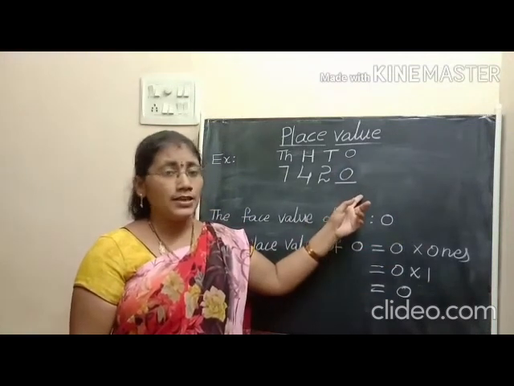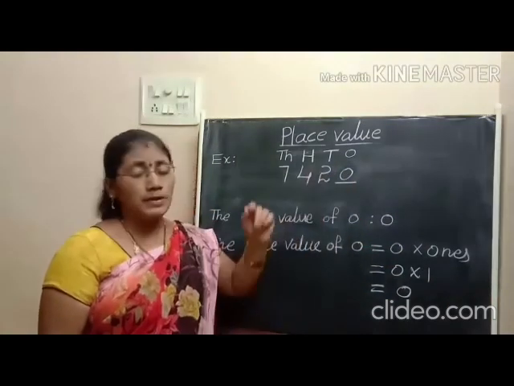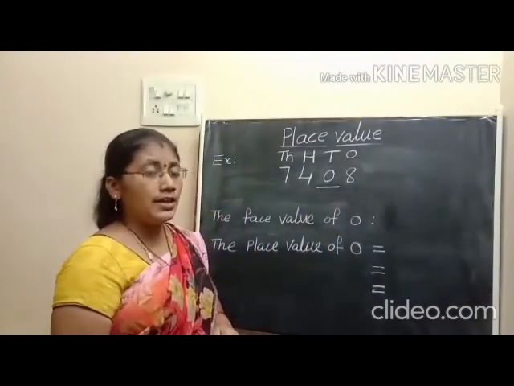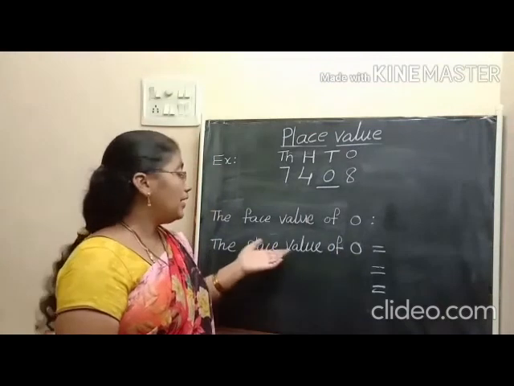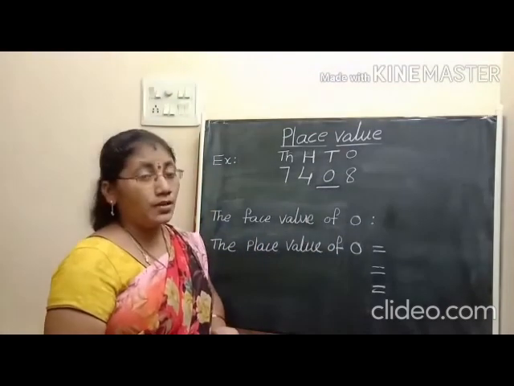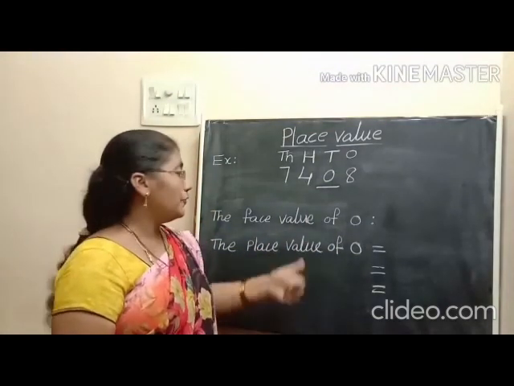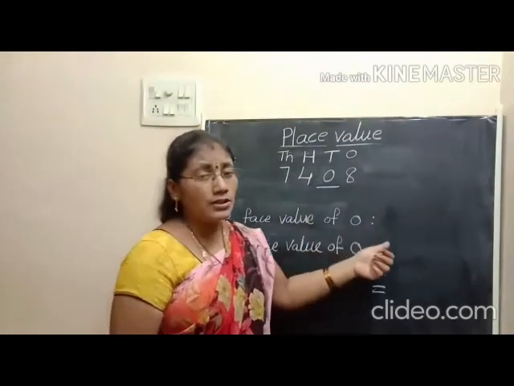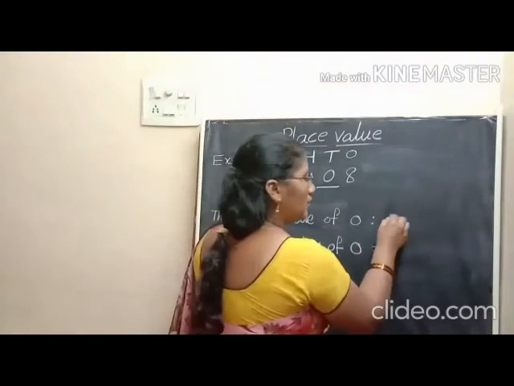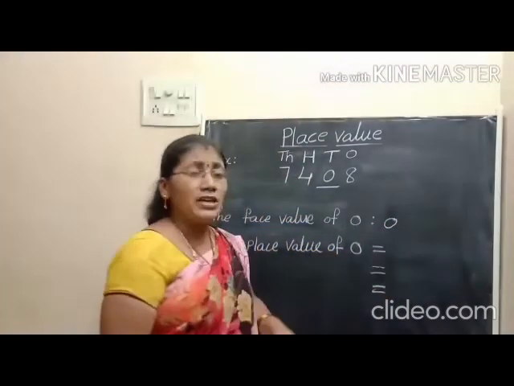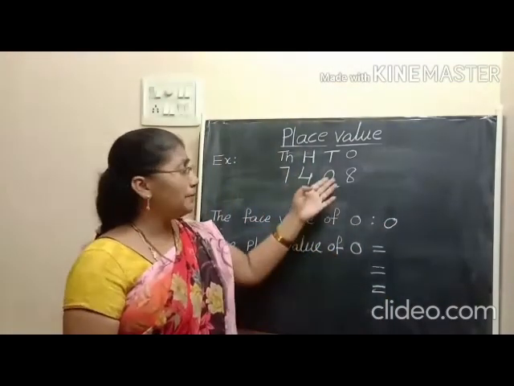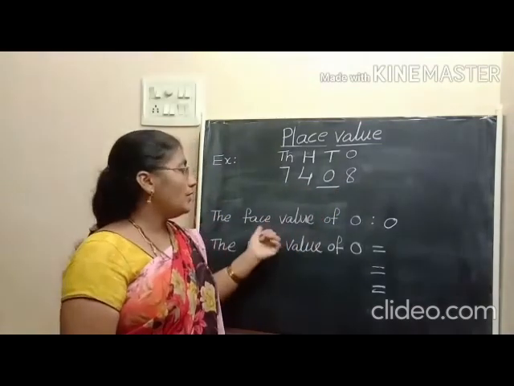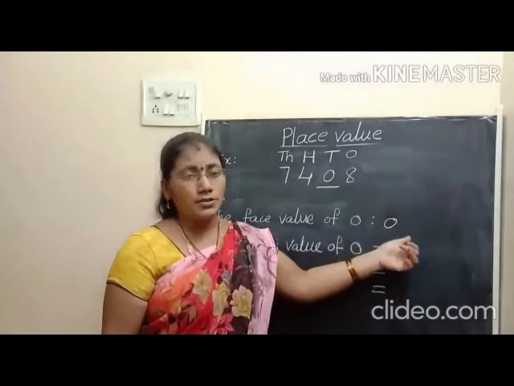Let us take 0 in tens place. Let us see how to write place value of 0. Before going to place value, we are writing face value. Now, the face value of 0 is again 0. Whatever the place, there is no change in the face value. So, face value of 0 is 0.